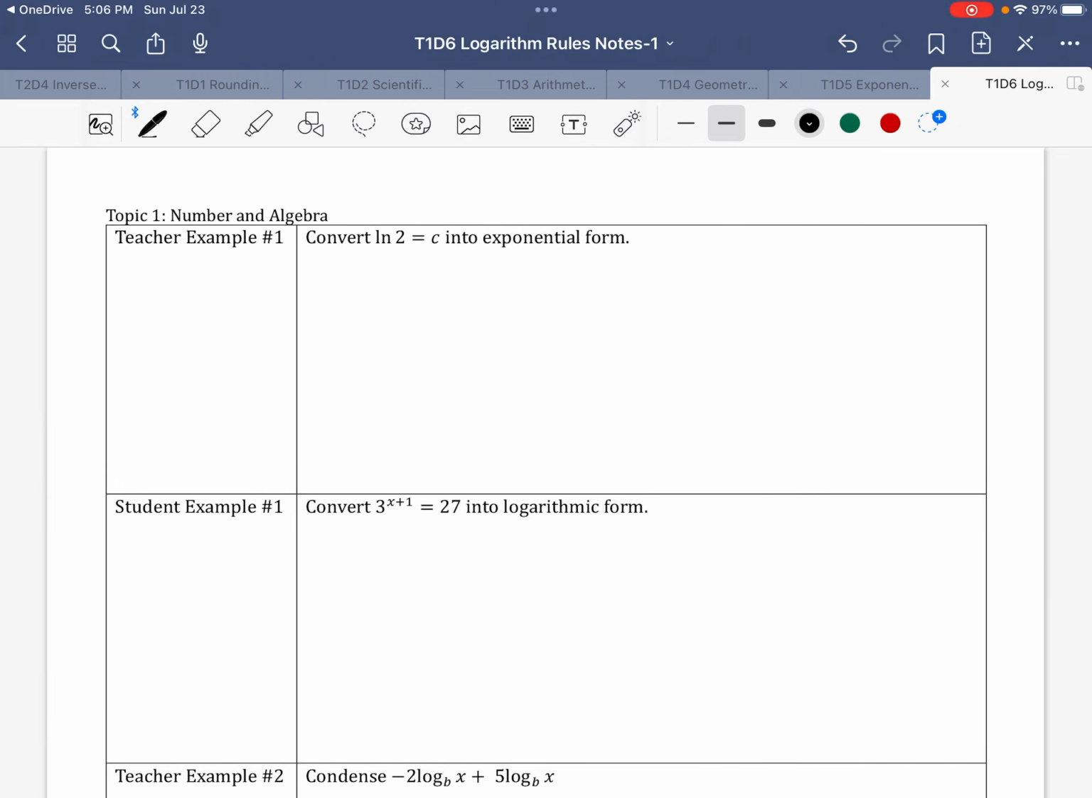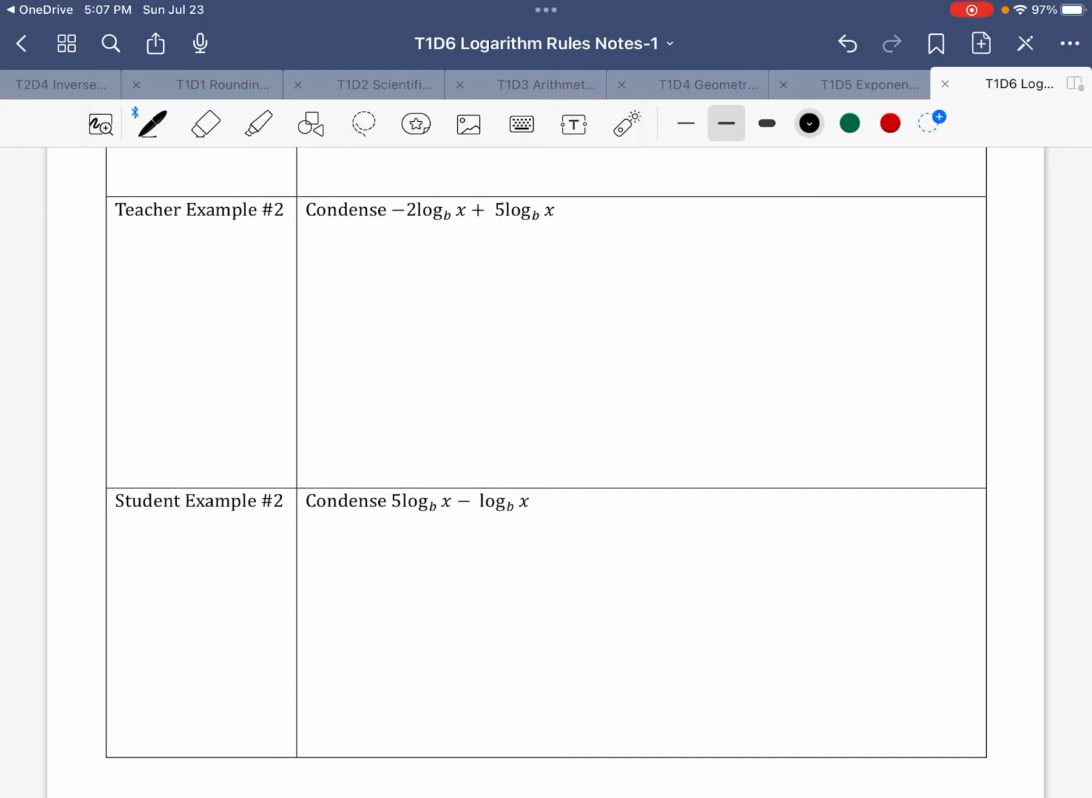Teacher example number 1 asks us to convert natural log 2 equals c into exponential form. So we have ln of 2 equals c. We know that ln is the same as writing log base e of 2. And here we can take our conversion, right? We're going to convert it into exponential form: e to the c power equals 2. And that's it in exponential form. Go ahead and try student example number 1 on your own.